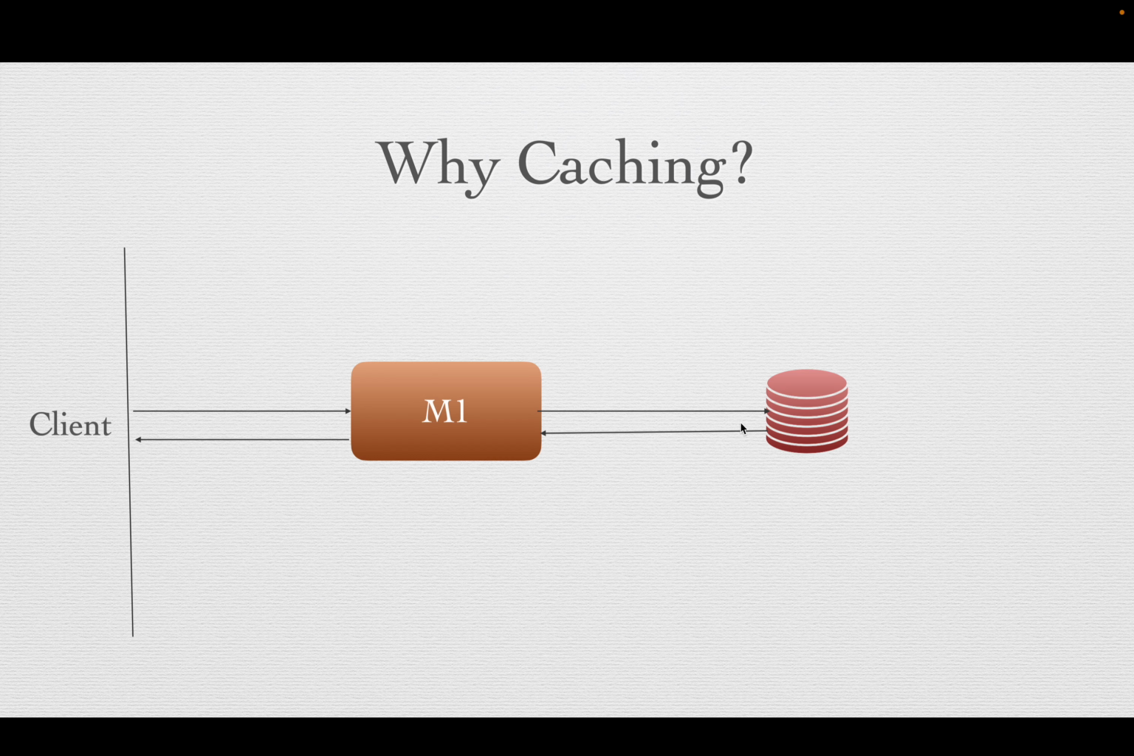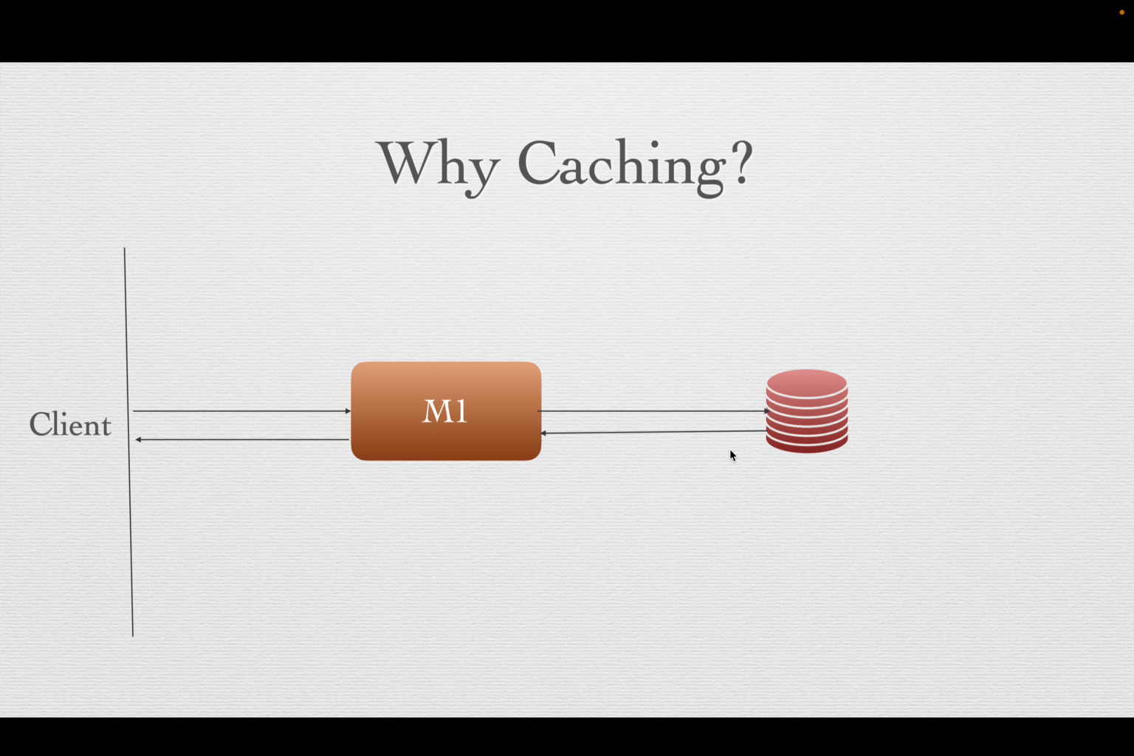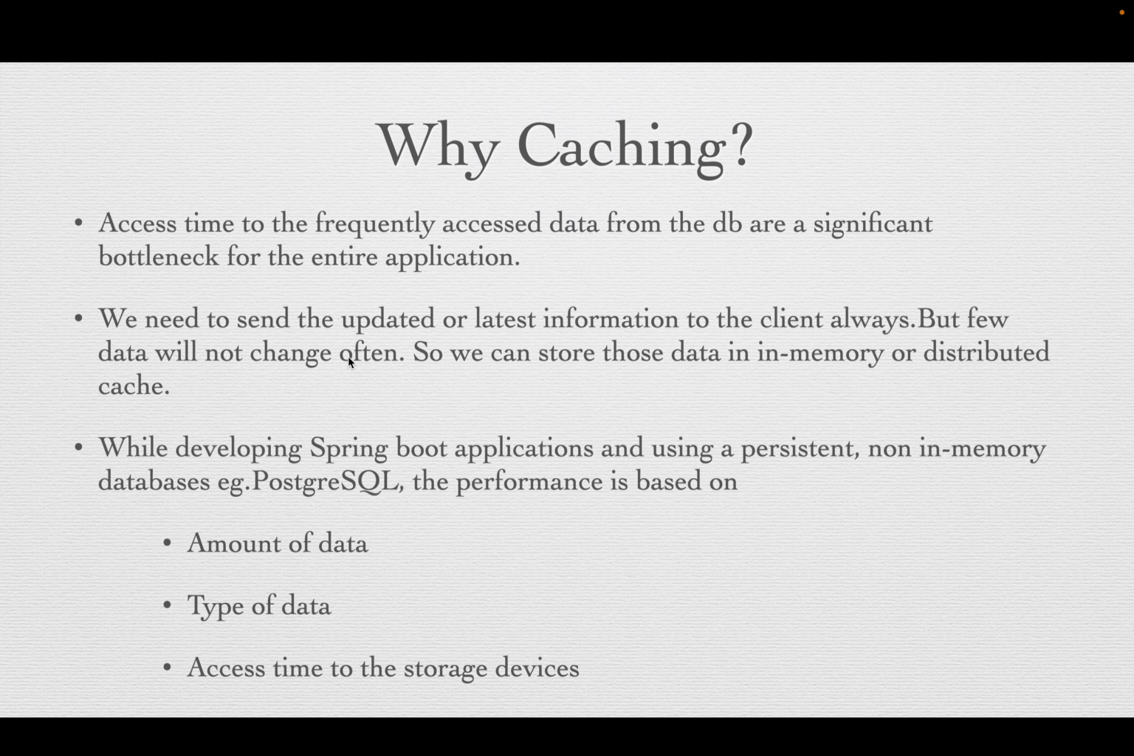We also need to make sure that the data my microservice returns is always the updated information, meaning the information that is intact with the database. I know that fetching information from the database is a time-consuming and costly operation. So what am I going to do? I'm going to store those frequently accessed data in my in-memory database or the distributed cache, meaning the in-memory or the distributed cache. So this is why we need caching.